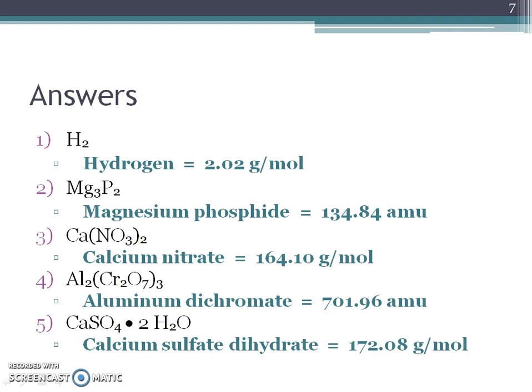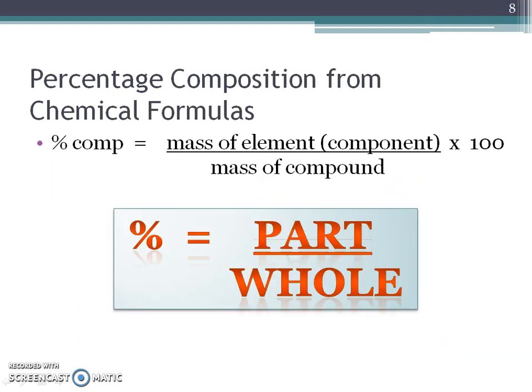So again, if you're having issues or trouble with these, please let me know in class or when we're doing the book work. Notice I use grams per mole most of the time, but you also might see AMUs.